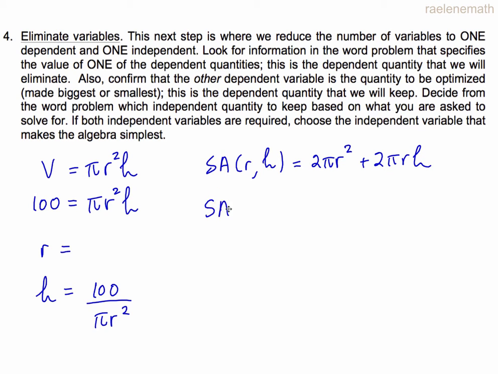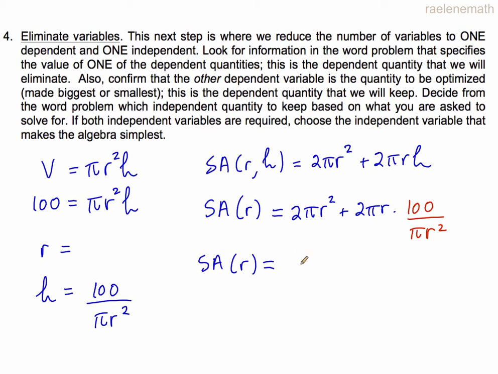And so eliminating h gives us a formula for surface area, or a function for surface area, only in terms of r. So this is 2 pi r squared plus 2 pi r multiplied by 100 over pi r squared. We can simplify that and write the surface area as a function of one input is 2 pi r squared plus, reduce the pi's, reduce one of the r's, and we get 200 over r, or 200 times r to the negative 1.